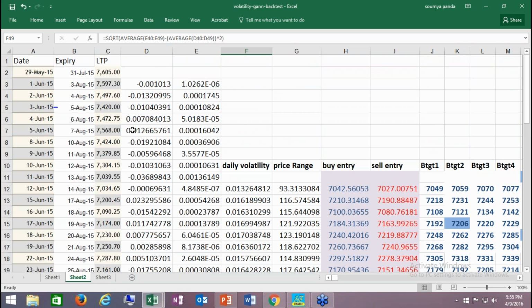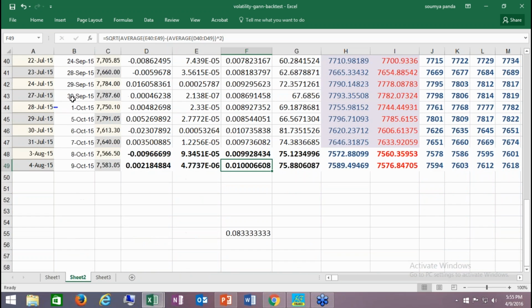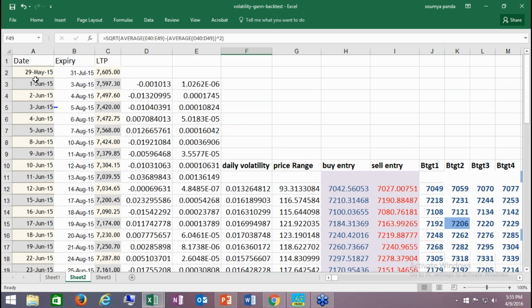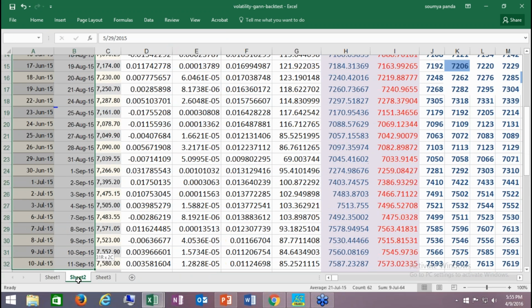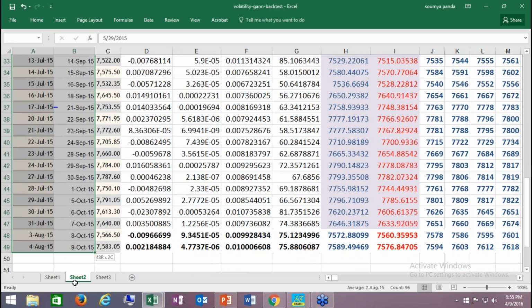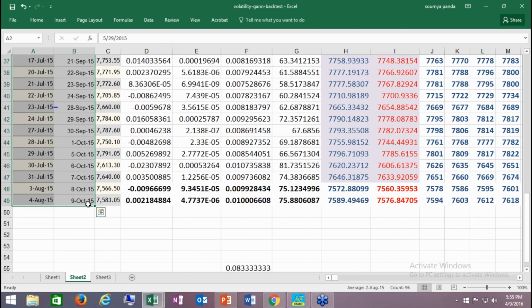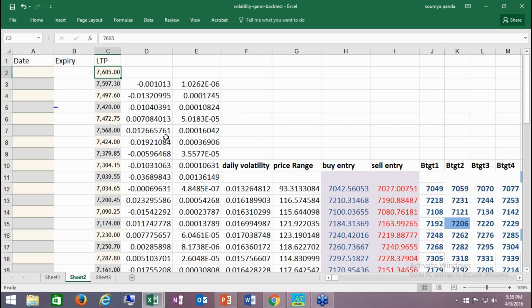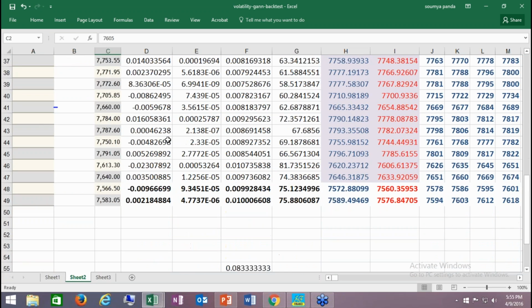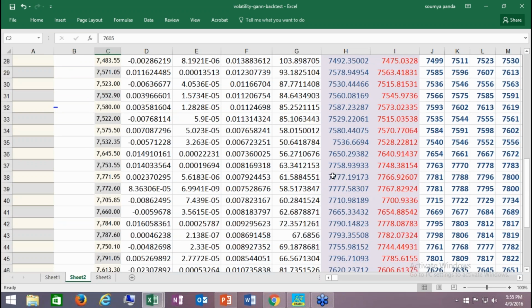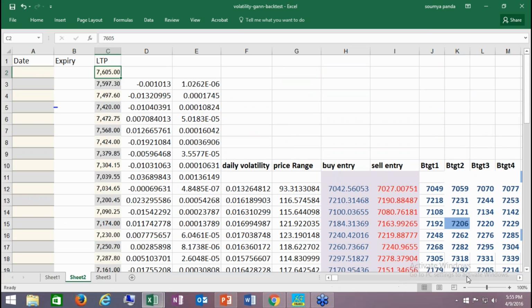I have taken this particular April month's data, and I have taken it from the past 90 days of data, and calculated as per this particular principle.